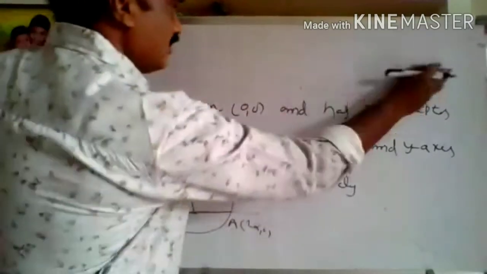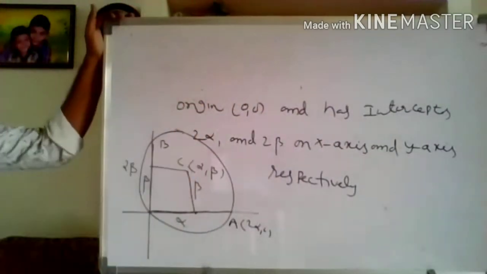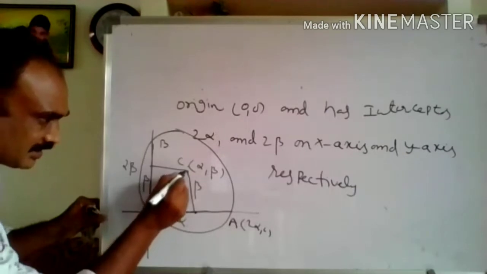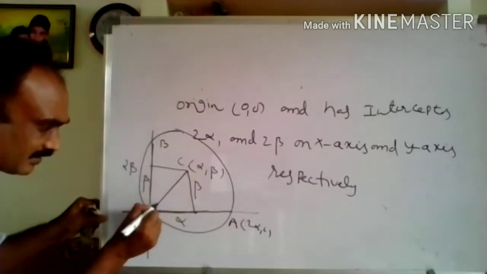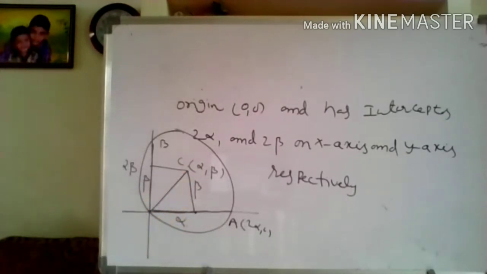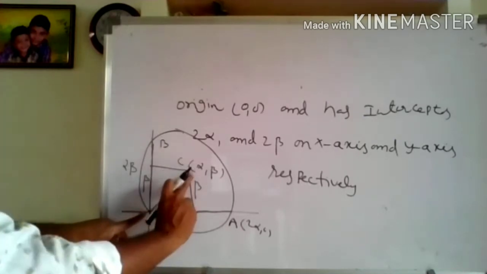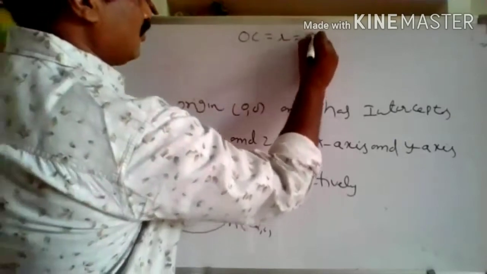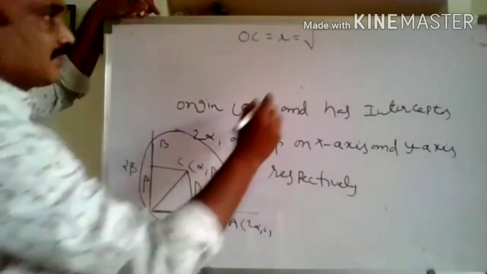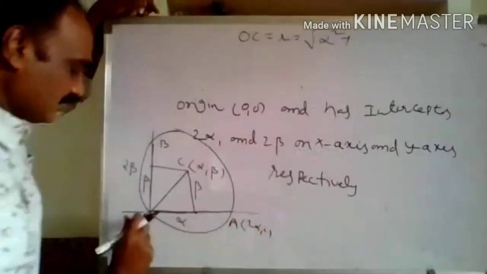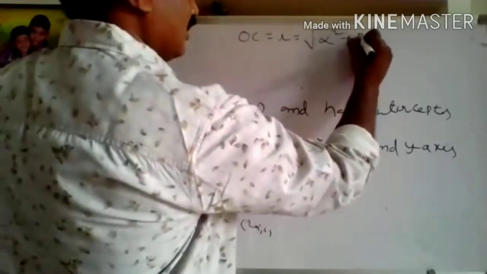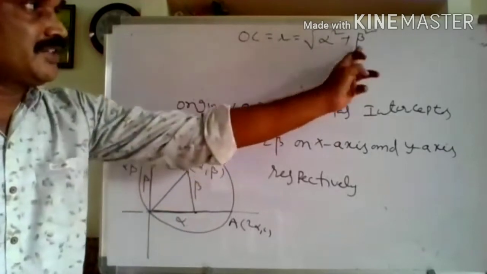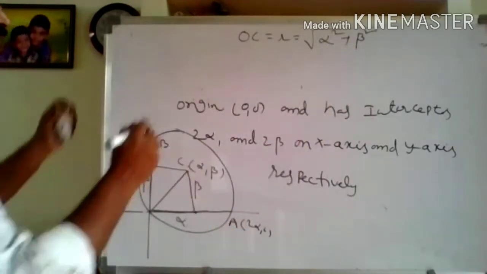Next, the radius. The distance between the center and any point on the circle is equal to the radius. What is this distance equal to? OC is equal to the radius. Radius is equal to root of (0 minus alpha) whole square plus (0 minus beta) whole square. So the radius is equal to root of alpha square plus beta square. Radius is root of alpha square plus beta square, center (alpha, beta).